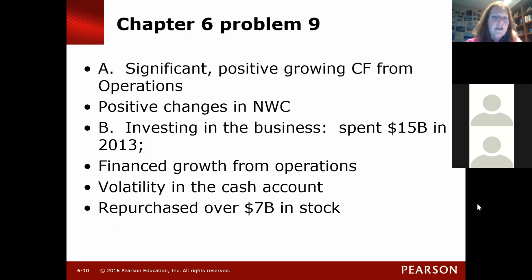Anybody have any questions about how to interpret a cash flow statement? For your firms, you definitely want to take a look at the cash flow statement. It's just a better picture of what's actually happening within the organization.